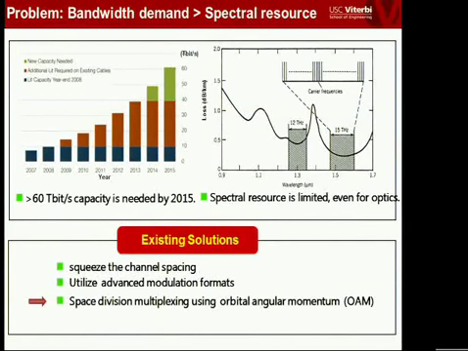So in the telecommunication field, the problem we are facing is that the bandwidth demand is greater than the spectrum resource. According to the expectation, greater than 60 terabit per second capacity will be needed by 2015. However, the available spectrum resource is only 15 terahertz. So the spectrum resource is really limited, and we need to improve the spectral efficiency of the data link.